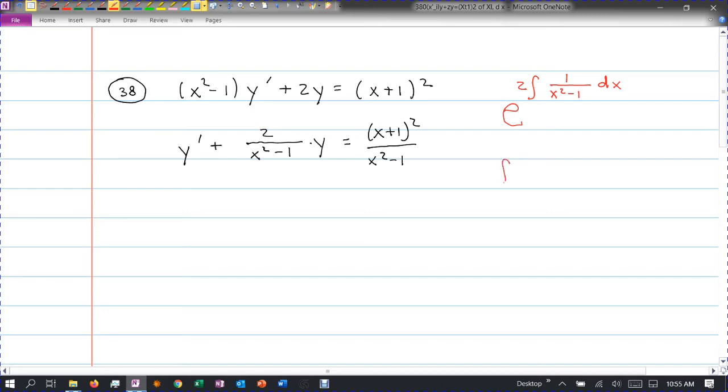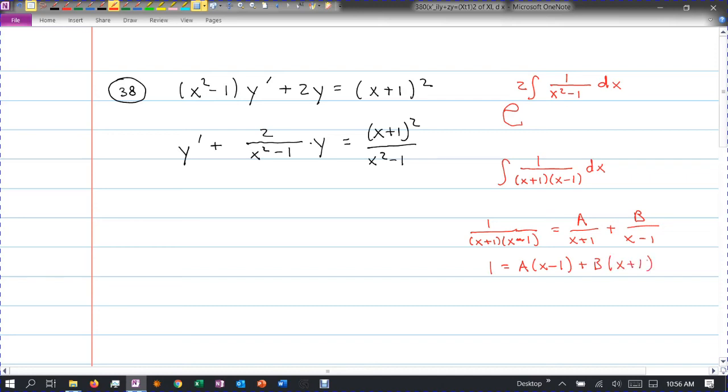We're trying to integrate 1 over x squared minus 1, which is x plus 1 times x minus 1. And then we know from partial fractions we can try and rewrite this as some constant a over x plus 1 plus some constant b over x minus 1, which means that if we multiply both sides by the denominator x plus 1 times x minus 1, we should get 1 equals a times x minus 1 plus b times x plus 1. And now we solve for a and b.